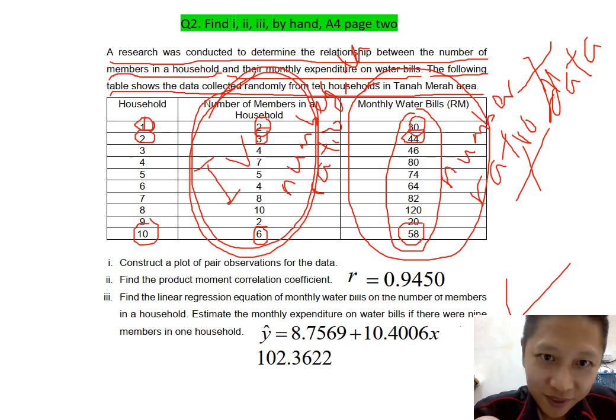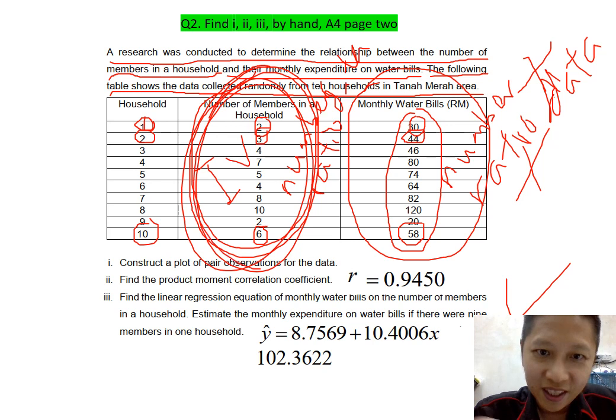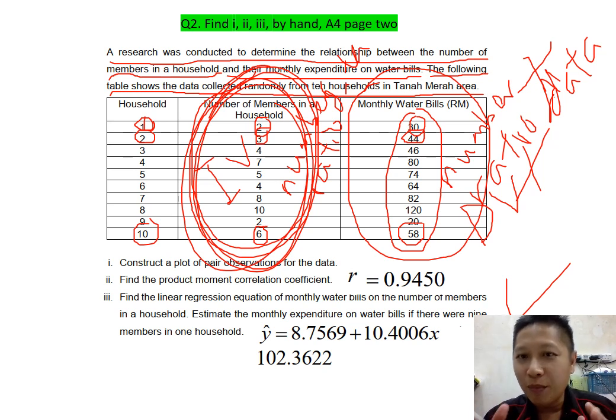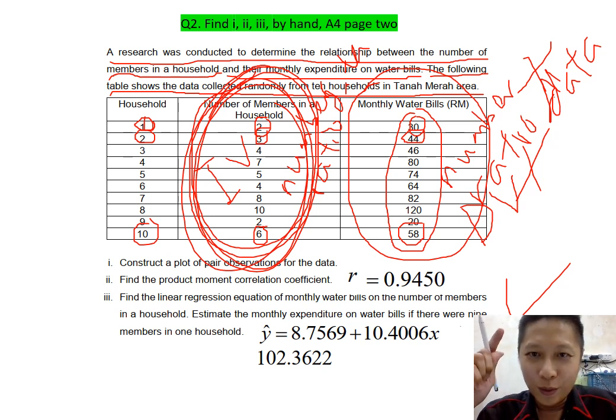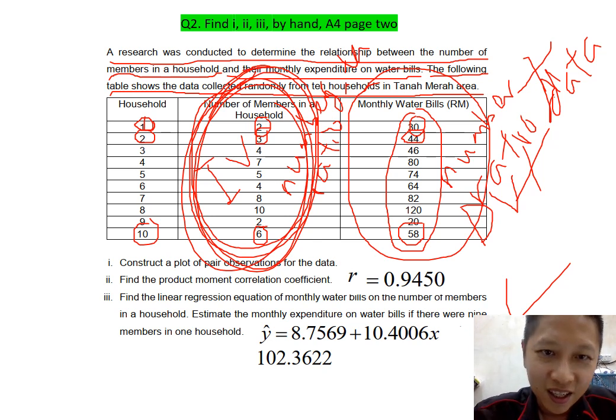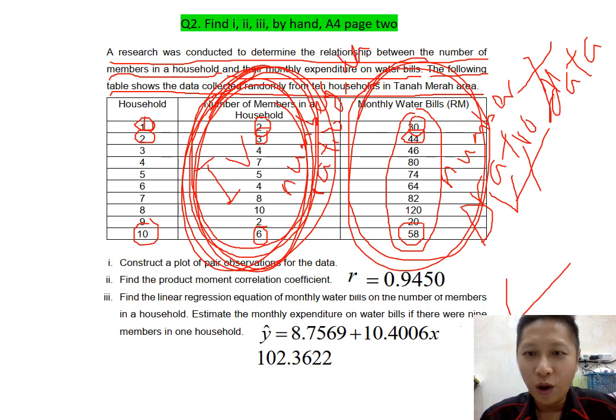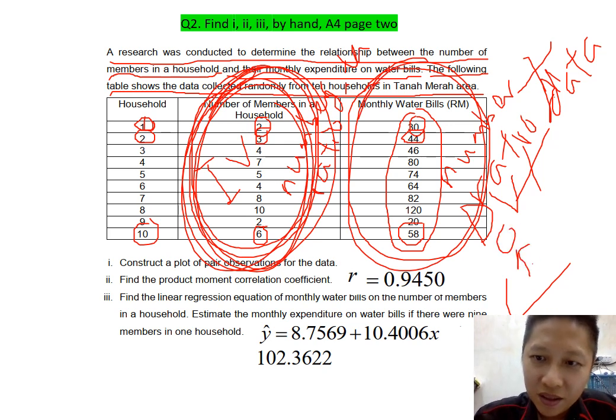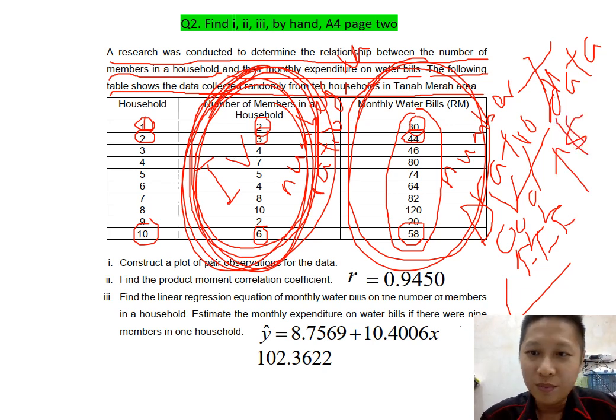The second column here is the independent variable. So this one will be the dependent variable, meaning that the monthly bill depends on how many people are inside the house. We want to find, is there any correlation between the members in the house and the water bill? Or to say, with more people, is it a higher water bill?